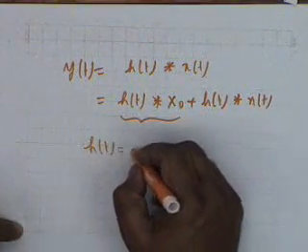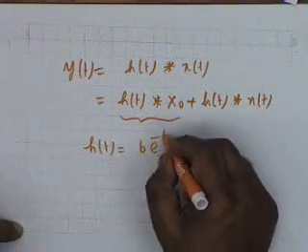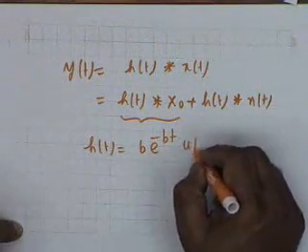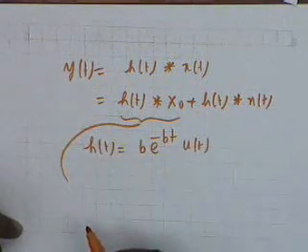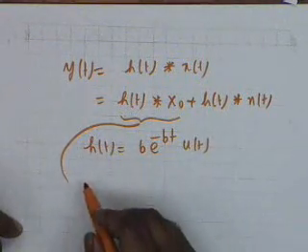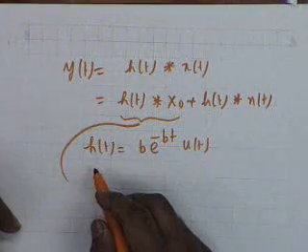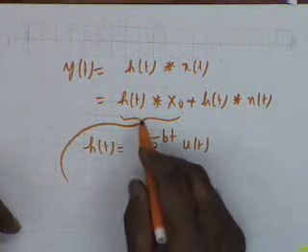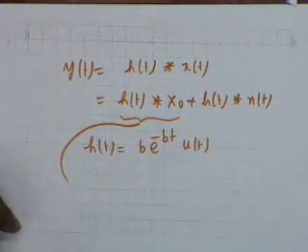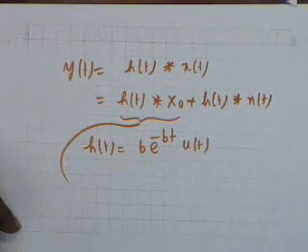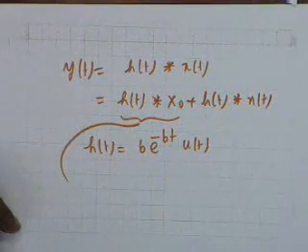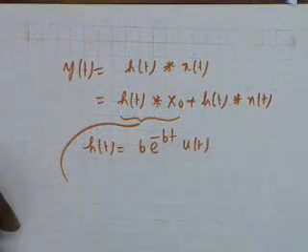The impulse response h(t) is of course b e to the minus bt u(t), because it is a simple RC filter. But what is this then? X naught times this. No, this is a convolution. So it's x naught times the integral of h(t) dt from minus infinity to plus infinity. What is this? H of 0.